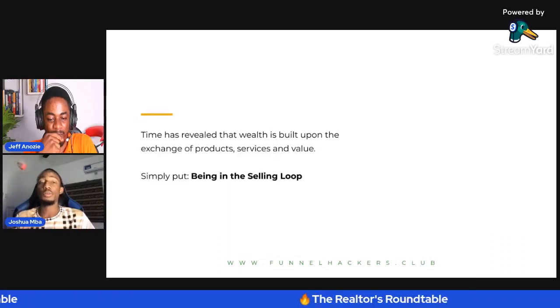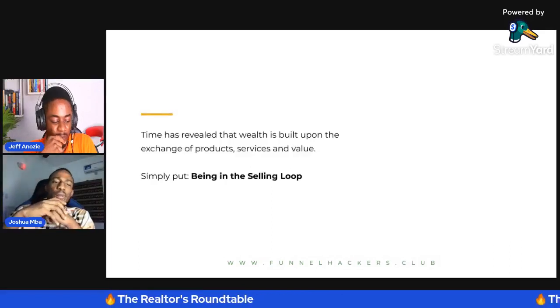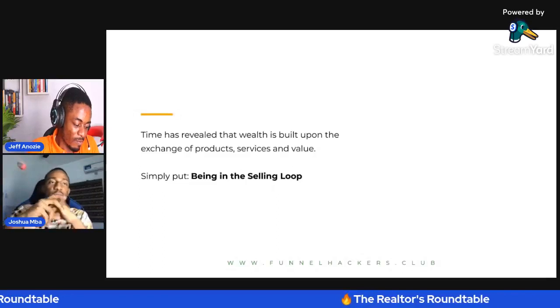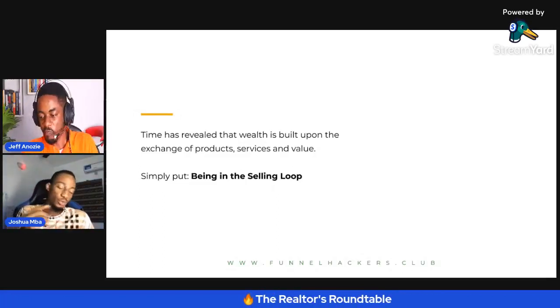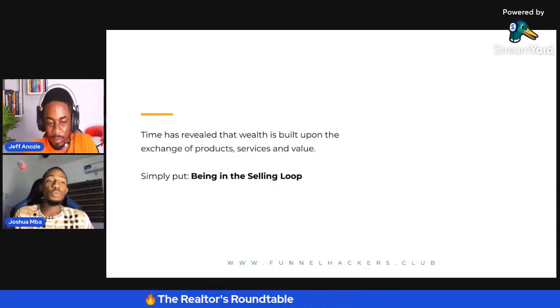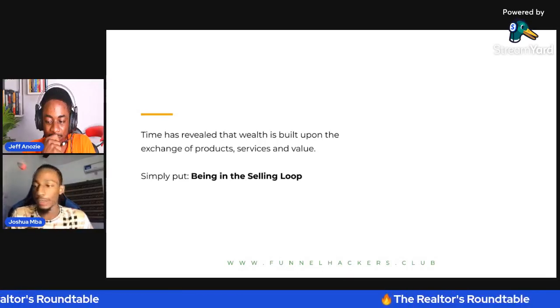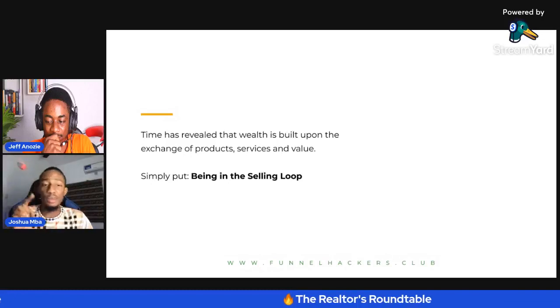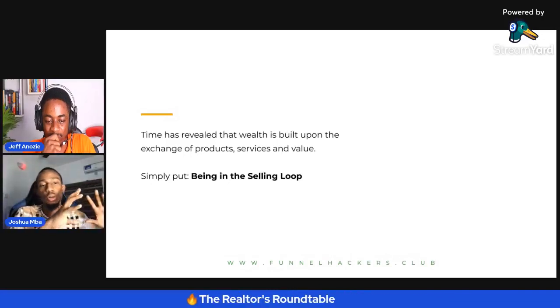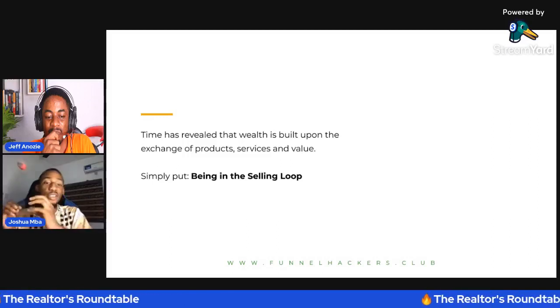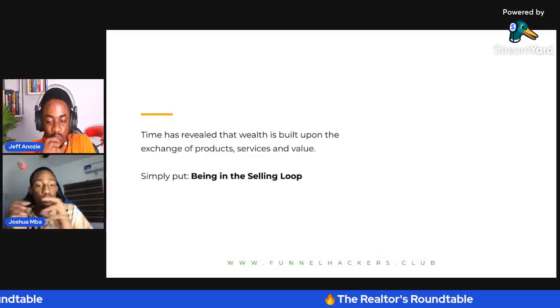There must be an exchange for a product to someone that needs it, between the product owner and the consumer of the product. There must be an exchange. So if there's no exchange of product, services and value, money won't be made. So we can literally say that money is directly proportional to value. Money is directly proportional to product. Money is directly proportional to services.